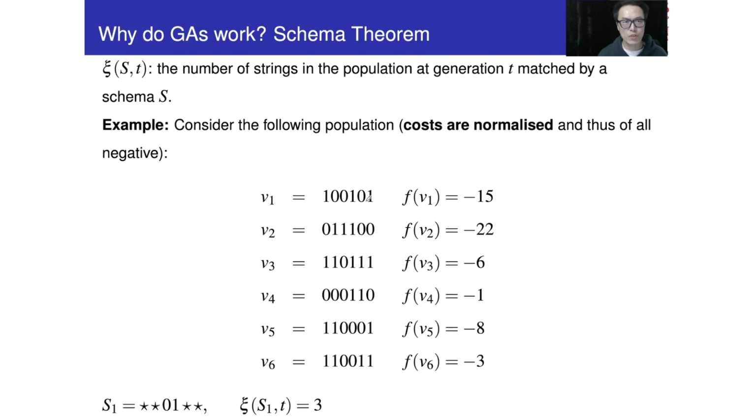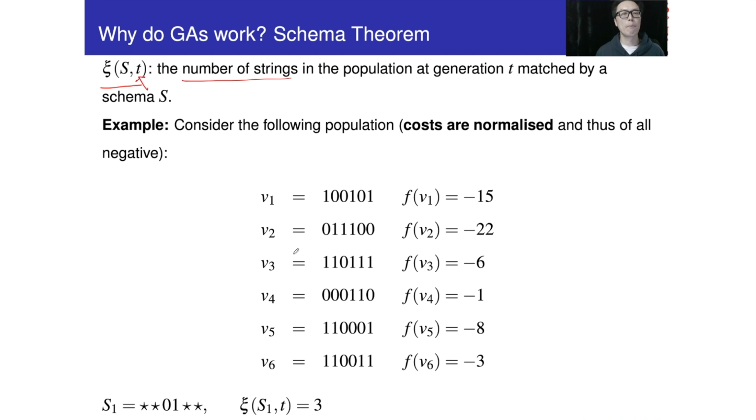Now, once we define the configuration of the binary genetic algorithm, and we know the order and the length of the schema, we are going to define another variable. We call this Z S of t. It means the number of strings in the population at generation t, that is in iteration t, that match the schema S right here.